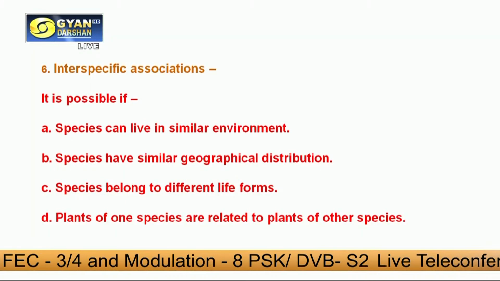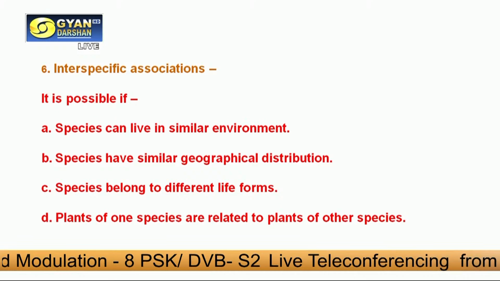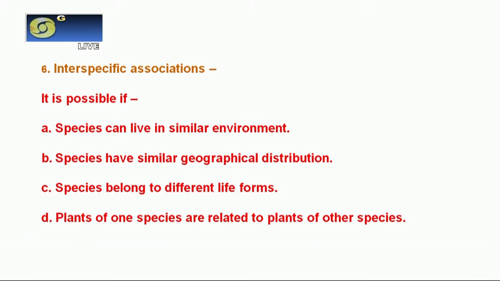Next is interspecific associations. How is this association possible? It is possible if species can live in a similar environment, species have similar geographical distribution, species belong to different life forms, plants of one species are related to plants of other species. So we call them interspecific association. Now we come in detail to life forms.